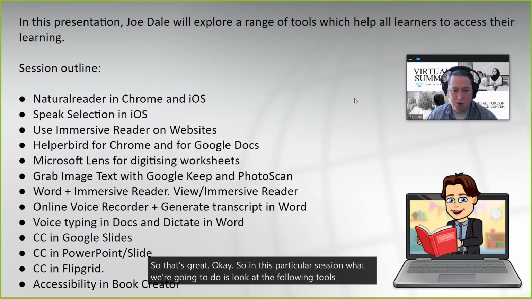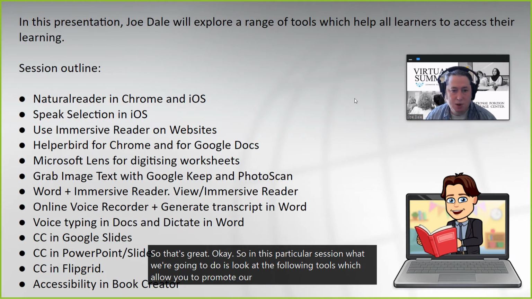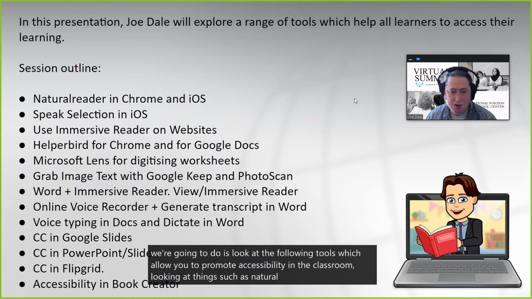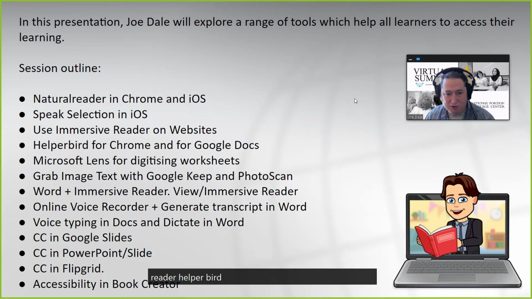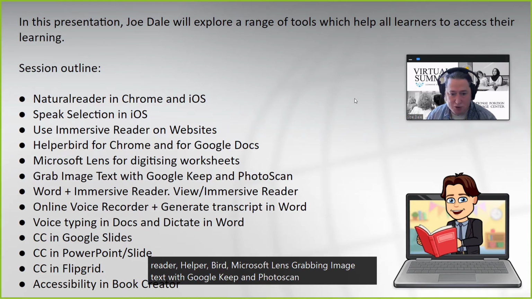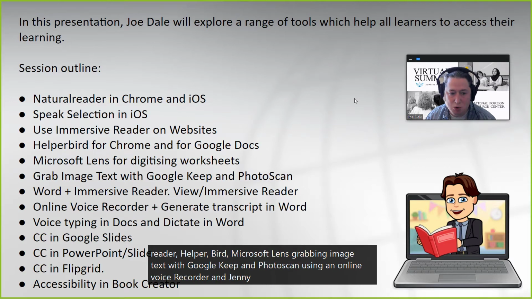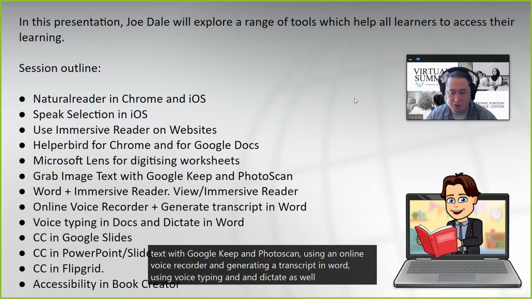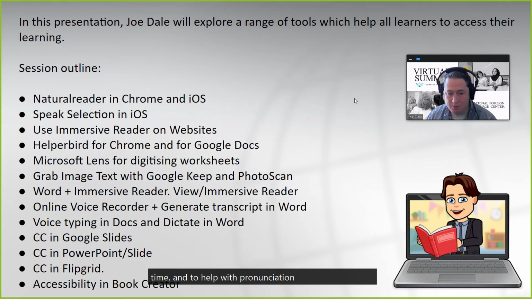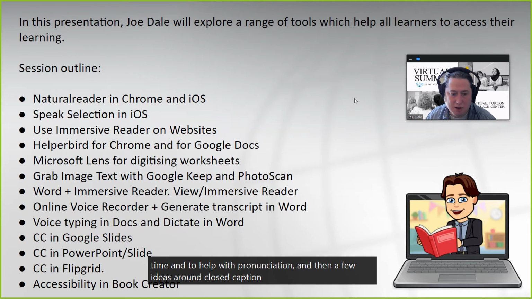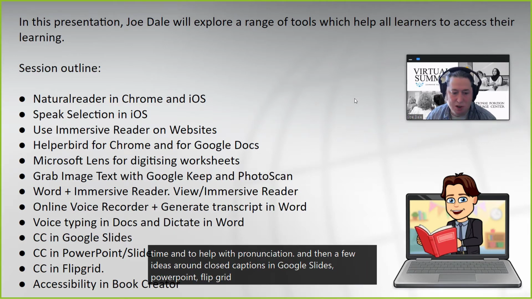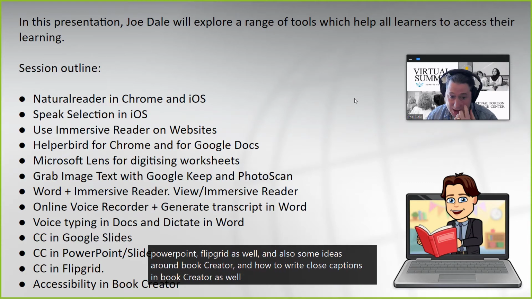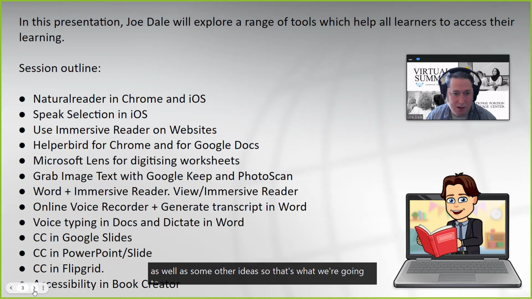Okay, so in this particular session, what we're going to do is look at the following tools which allow you to promote accessibility in the classroom, looking at things such as Naturalreader, Speak Selection, Immersive Reader, Helperbird, Microsoft Lens, grabbing image text with Google Keep and PhotoScan, using an online voice recorder and generating a transcript in Word, using voice typing and dictate as well to save time and to help with pronunciation. And then a few ideas around closed captions in Google Slides, PowerPoint, Flipgrid as well, and also some ideas around Book Creator and how to add closed captions in Book Creator as well as some other ideas. So that's what we're going to try and do in our time together.